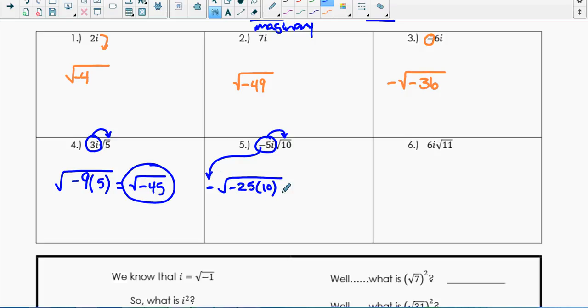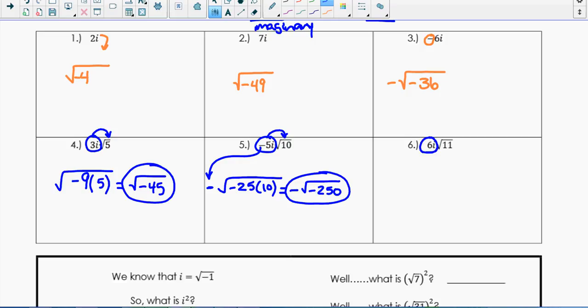Okay, I multiply what I get left with. Negative stays on the outside. Negative 25 times 10 is negative 250. So this is my answer. And again, just like in number 3, that negative stayed on the outside.